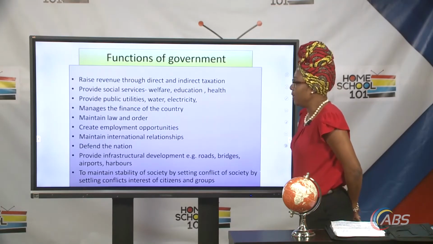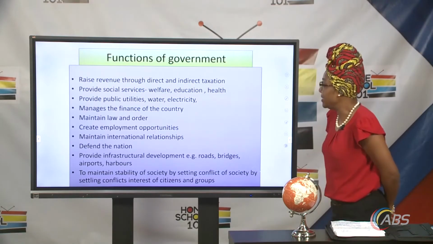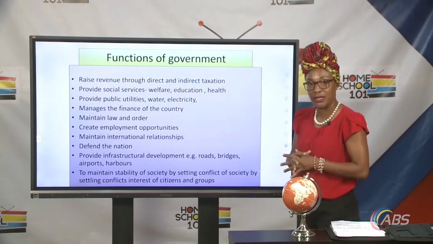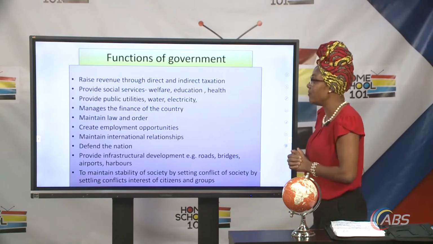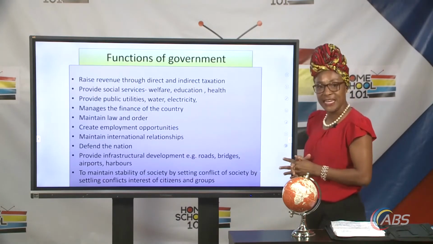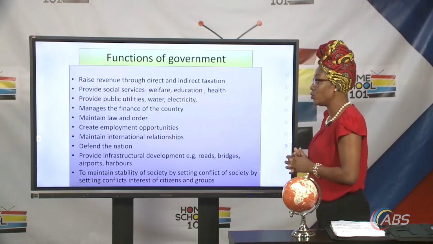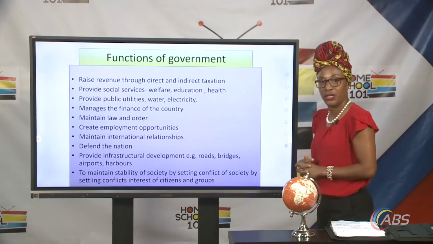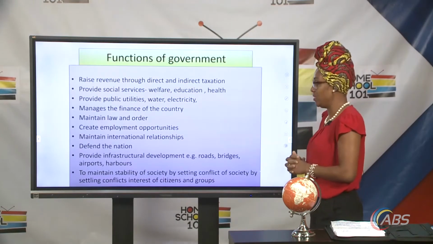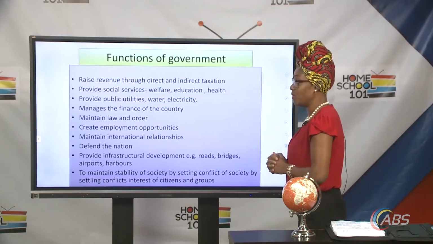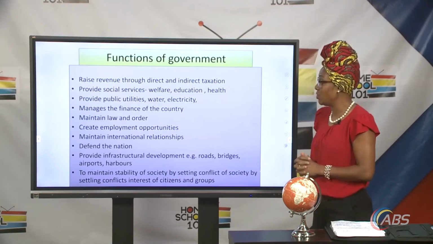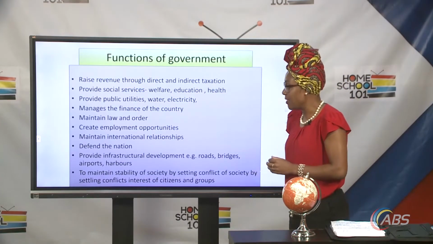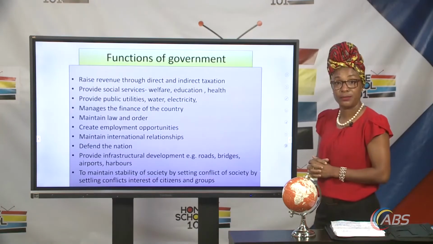Function of government: raise revenue through direct and indirect taxation. So one of the responsibilities of our government, and government in general, is to raise the revenue or monies through direct and indirect taxation. They also should provide social services such as welfare, education, and health services for the citizens. They're also responsible for providing public utilities such as water, electricity, and so forth. They also manage the finances of the country.